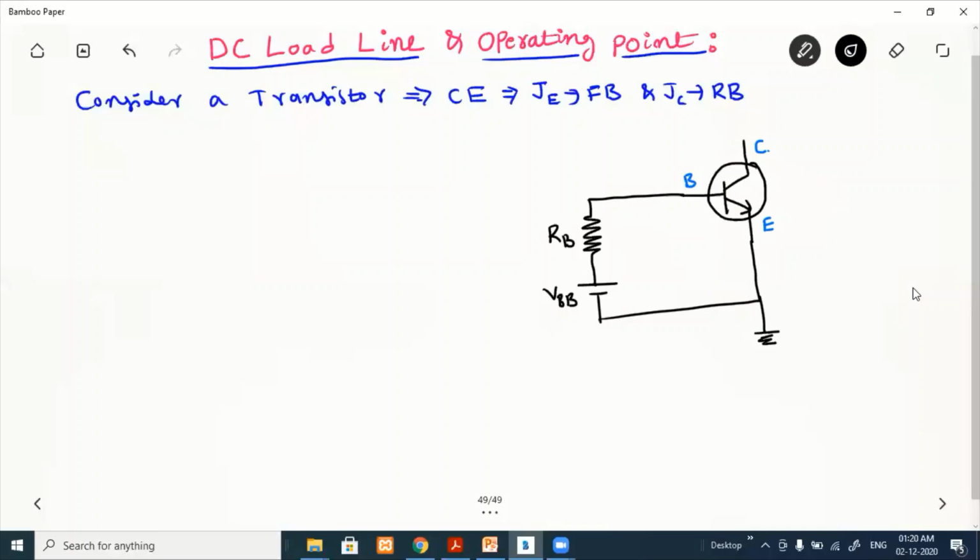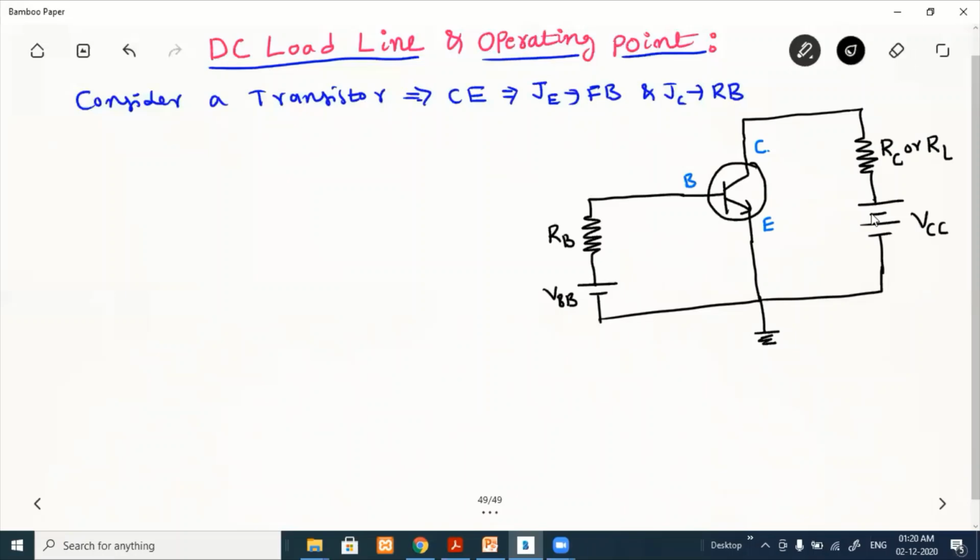Similarly, the collector junction must be reverse biased. So the collector is connected to a power supply through another resistor. We can call it a load resistance RC, or we can represent it as RL. RC itself can be used as RL, that is connected in the output circuit, the collector circuit. This junction must be reverse biased with VCC. This is VCC. The emitter junction is forward biased by VBB and the collector junction is reverse biased with VCC.